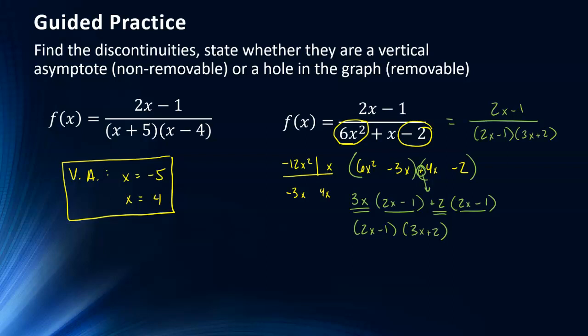Let's look at the next one. So the next one, we can see that, yes, the 2x minus 1s cancel each other out. So that means we're going to have a hole where x is, because if we set that equal to 0, we would get 1/2. So then to figure out what the y value would be, I'm going to put 1/2 in here for x.